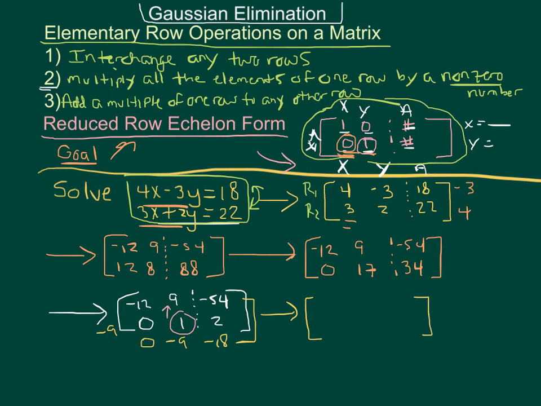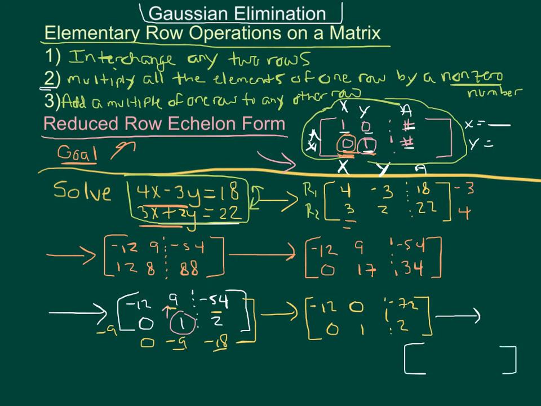So by doing that, I've got 0, 1, 2 on the bottom, and I got this -12. -9 plus a 9 gives me a 0. -18 and a -54 gives me a -72. And so I'm really close to being done. I'm just going to divide the top equation by -12 to produce my new final answer.